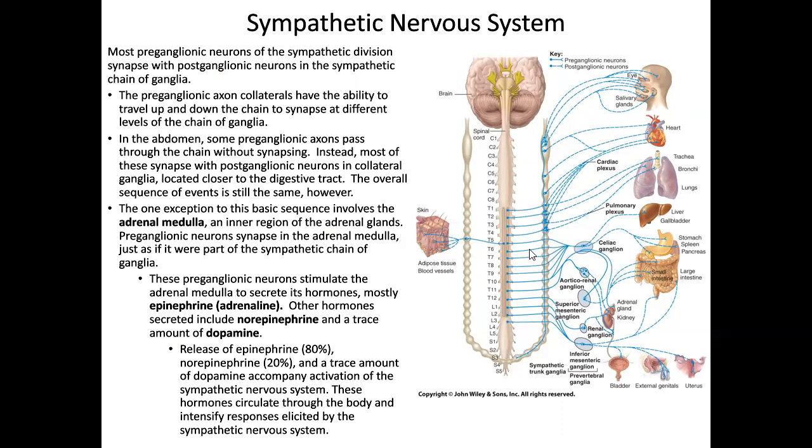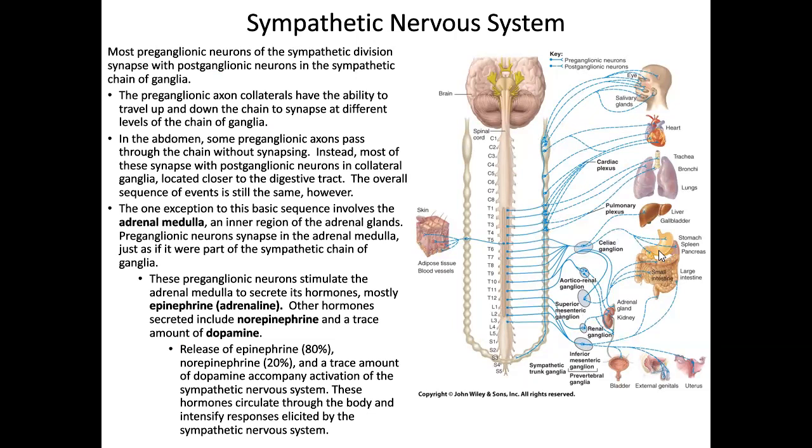In our abdomen, sometimes the two neurons aren't going to be synapsing inside the chain. Instead, they synapse with postganglionic neurons in what we call collateral ganglia. You can see those are the ovals that we see down here. The same sequence of events as what we saw up here. First neuron synapses with the second neuron, and that carries the signal to the organ.